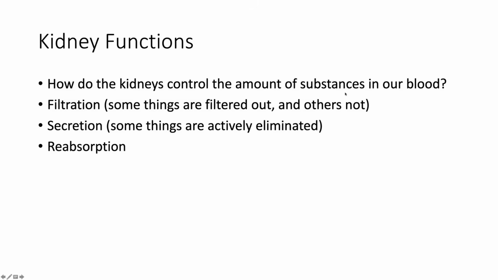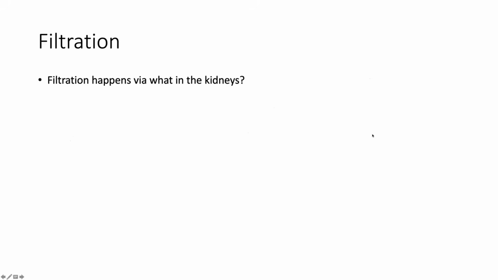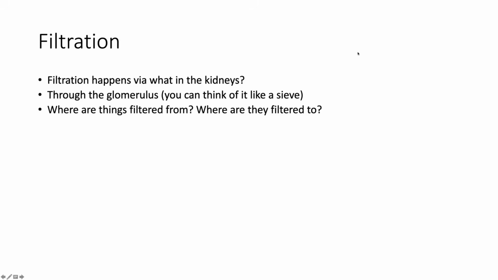Okay, but yeah, so kidneys control the amount of substances by filtration, secretion, and reabsorption. So filtration. Nathan, how do the kidneys filter? What do they filter through? Like Bowman space? Yeah, exactly. Well, it filters into Bowman space, but it's through the glomerulus, right? Your glomerulus is basically like a sieve. It's a lot easier just to think about it as a sieve. So Nitin, where are the things filtering from? Nathan's already kind of answered the second part, right?